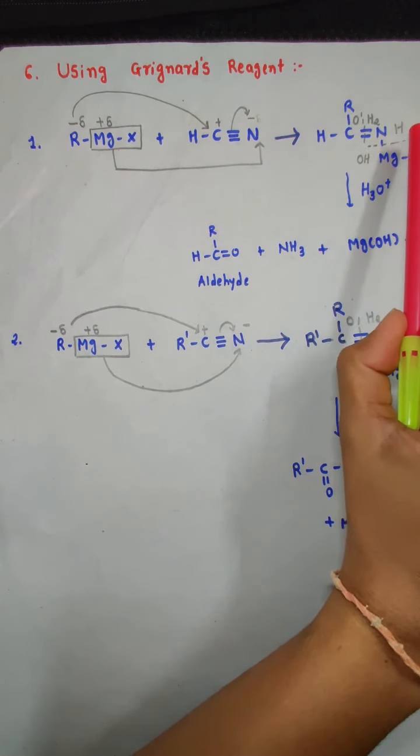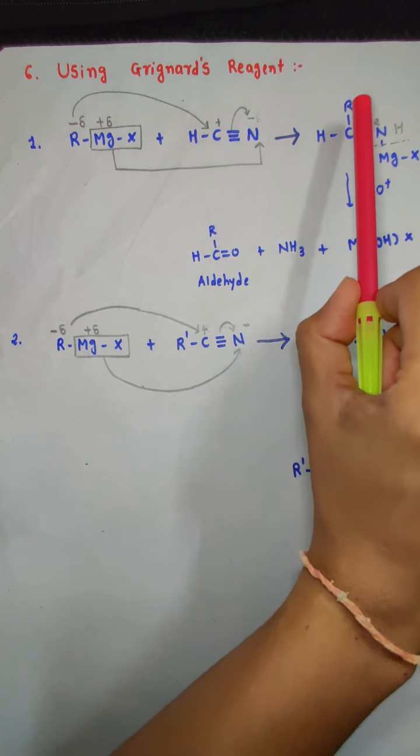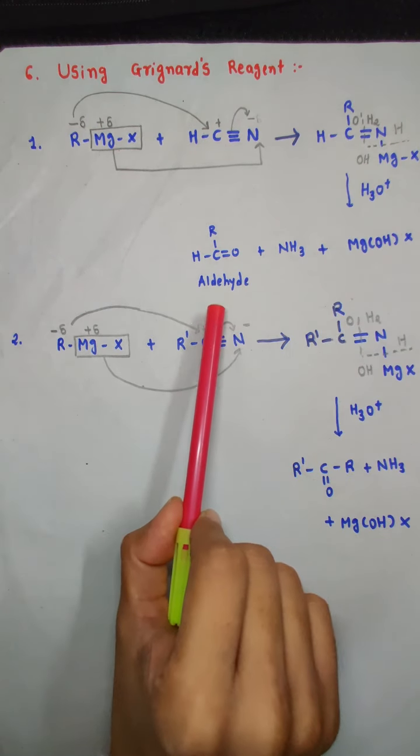Now, once again, this doubly bonded carbon and nitrogen also undergoes hydrolysis, and hence this carbon gains oxygen and nitrogen gains 2 hydrogen. So nitrogen ends up with a total of 3 hydrogen, and hence we get NH3, MgOHX and R C double bond OH, aldehyde.